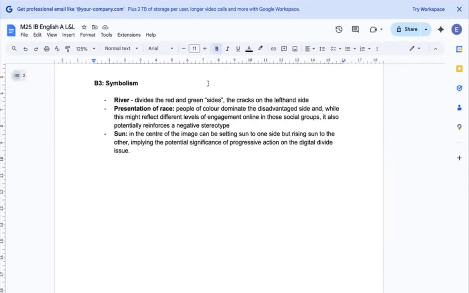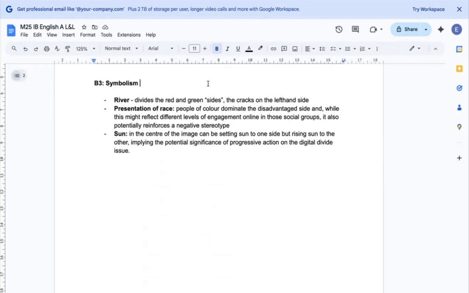Last is the symbolism used in the infographic. First, the symbolic function of the river was particularly impressive to me. It divides the red and green side, and the cracks on the left-hand side imply the social division originating from digital engagement. And the way that race is presented should be noted in this discussion too. People of color dominate the disadvantaged side, and while this might reflect different levels of engagement online in those social groups, it also potentially reinforces negative stereotypes existing in the community.